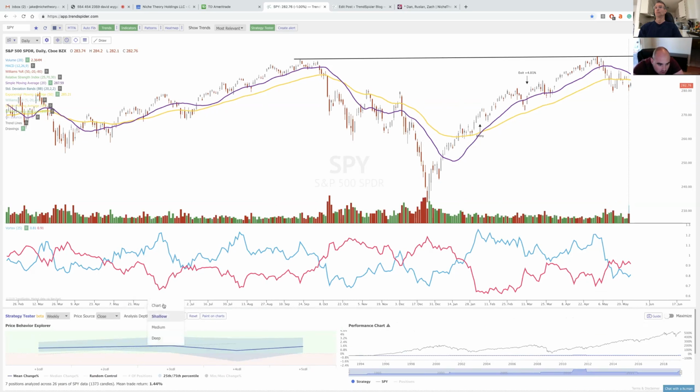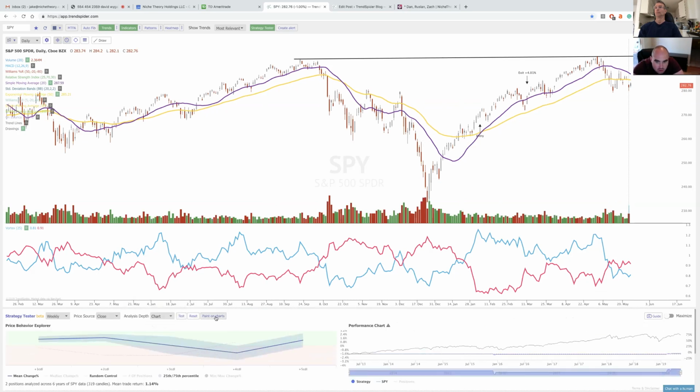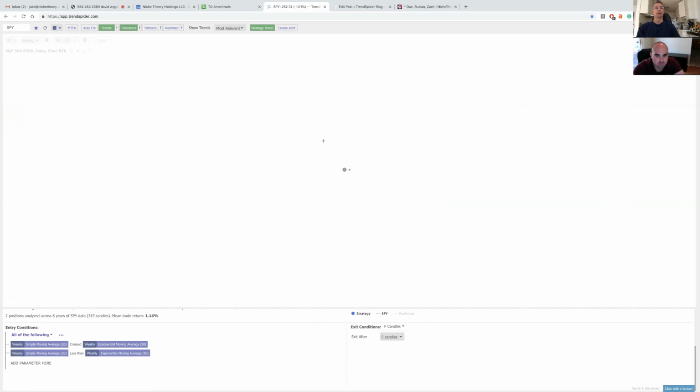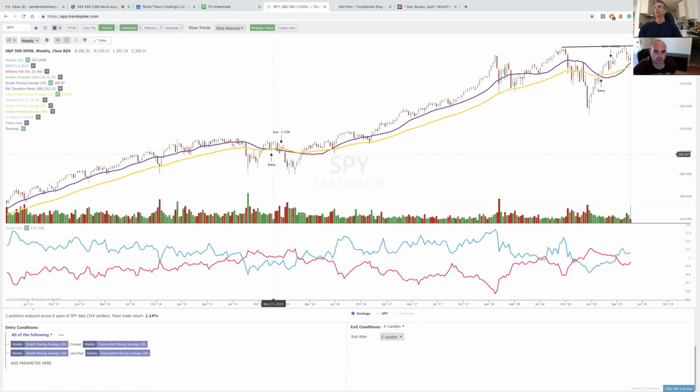Let me go to chart. Oh, sorry, we're on the daily. That's why it's not showing. Let's do the weekly then. And you guys have added a lot of cool stuff. Yep. So in this case, here it is. When the purple crossed to the downside, that's when the entry was, and the exit is after 5 candles. If we did this on the daily, we'd see a lot more entries and exits.